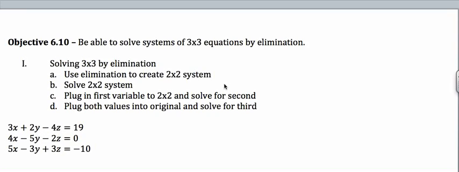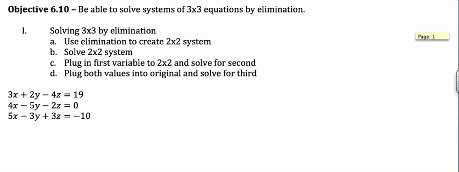Alright guys, today we're looking at being able to solve systems of 3 by 3 equations using elimination. Okay, so really here's the basic idea. You're going to try to make this equation into a 2 by 2, and then after making it into a 2 by 2, solve the 2 by 2, and then kind of work your way backwards.